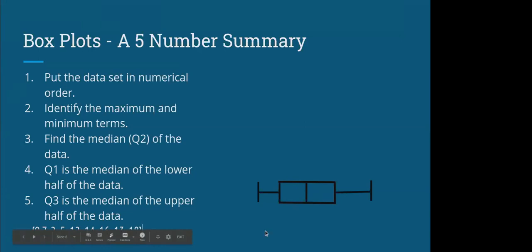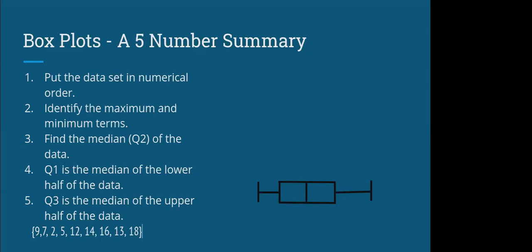Okay? So, 1, we're going to put the data in numerical order. Then, because the data is now in numerical order, we can identify the maximum value and the minimum value, or the maximum term and the minimum term. That's 2 of the 5.